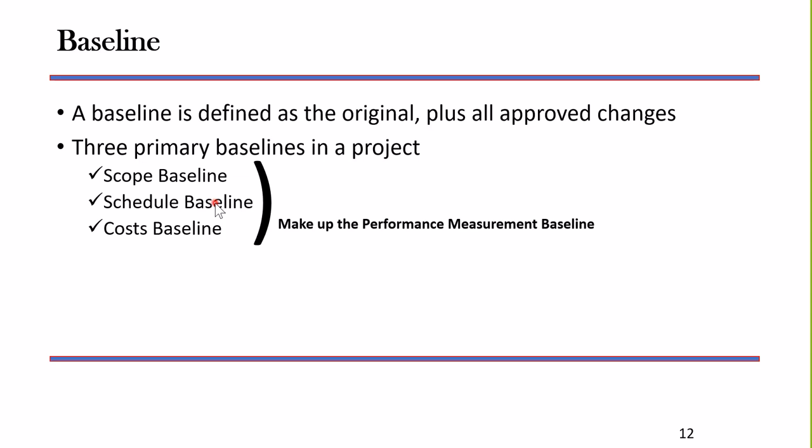The 3 of these, scope, schedule, and cost, combine together at the integration management knowledge area where we have the performance measurement baseline. And that is a combination of all 3. That is how the project itself is functioning, how the project itself is performing. And that's very important. Those are the primary tools that we use to gauge our project and really to complete the project itself.